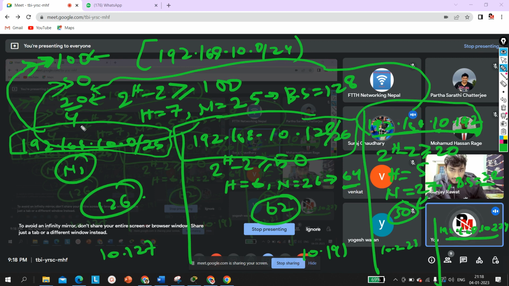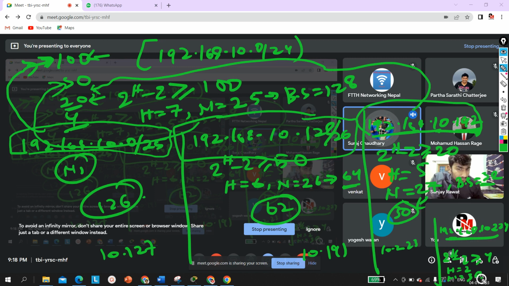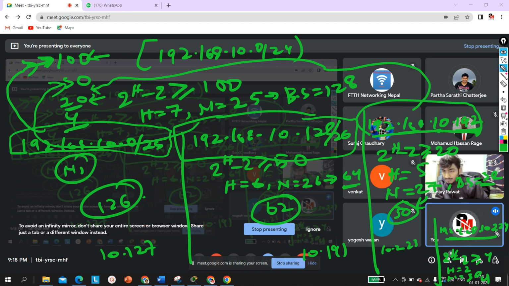Still this network is free. Here we need only 4 IP addresses in the last department, so we can perform subnetting on this network again. 2 to the power h minus 2 should be greater than or equal to 4. So h will be 2, n will be 30, and the block size will be 4. The next network will be 228.